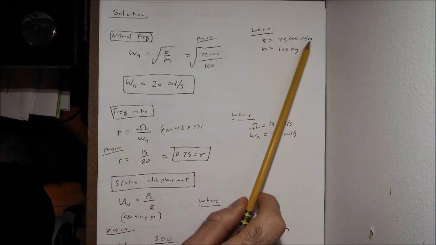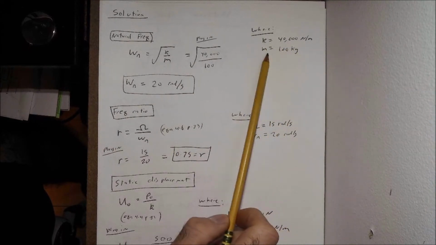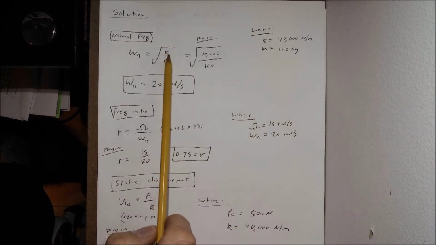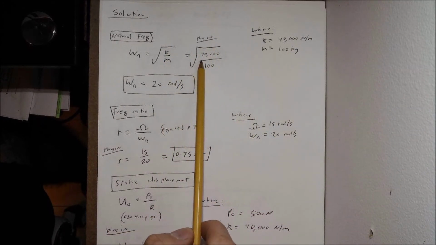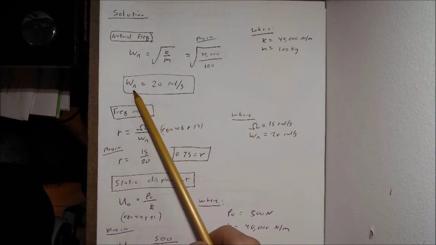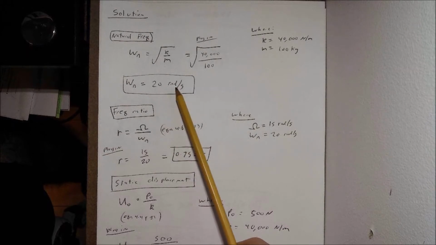where we have our k value, which we've already converted to newtons per meter, as 40,000 newtons per meter, and our m value given to us as 100 kilograms. So we can plug that back in here for our k and m. When we do that, we end up with the square root of 40,000 over 100, or our omega sub n, our natural frequency, is equal to 20 radians per second.